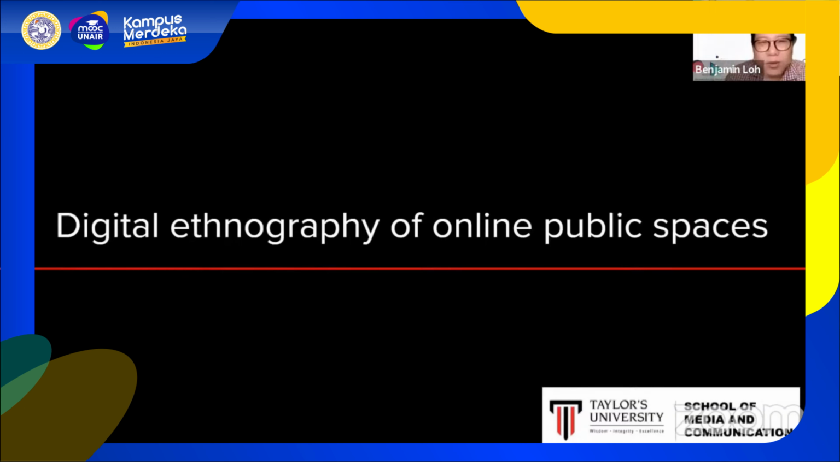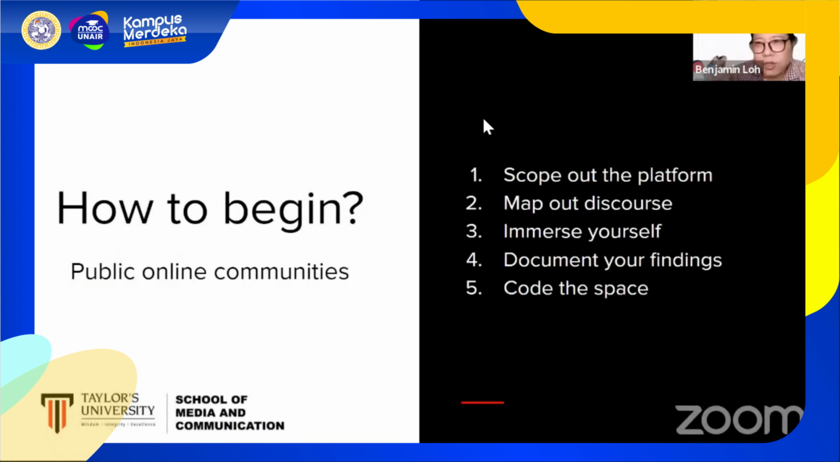Okay, so I'm just going to give you a very simple run-through of how to do digital ethnography of online public spaces. This is not the only way of doing it. This is just one way, especially when you're doing it in online public spaces. I would like to split it up into 5 main steps. Again, this is referring to public online communities. These are communities that exist in a public space, so you don't really need to request membership or enter them in a way that requires you to ask permission. It's all entirely public. So the 5 main steps are: scope out the platform, map out the discourse, immerse yourself, document your findings, and then code the space.